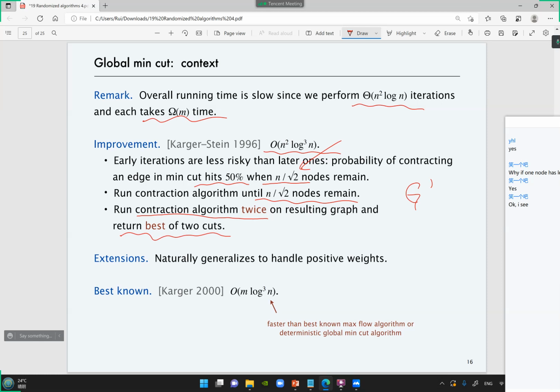And by some sort of analysis, you can show that when you stop at G prime, and then you run from G prime twice, and you take the better of these 2 things, then you actually get a much higher probability of finding the min-cut.